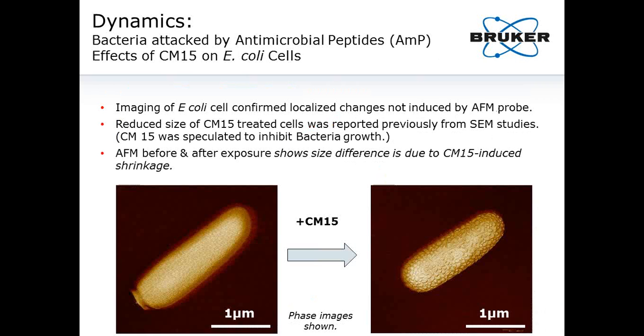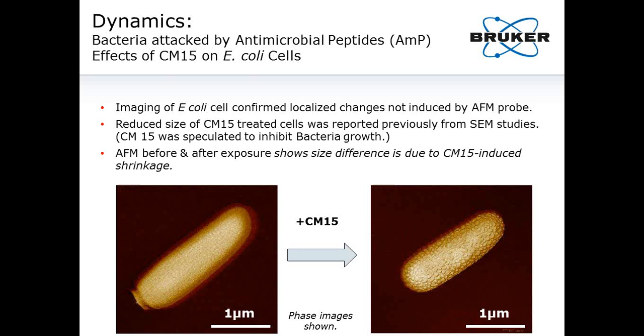This control experiment shows the bacteria before and after taking the previously shown high-resolution data. The changes occurred homogeneously across the entire bacteria surface, not just the 300 nanometer scan window. This shows that the changes were induced by the CM15 and were neither induced nor significantly accelerated by the AFM imaging process. The data also permits another observation.